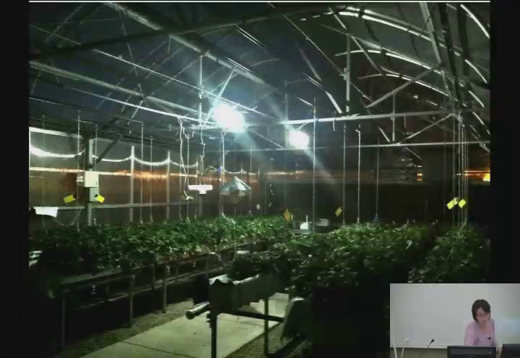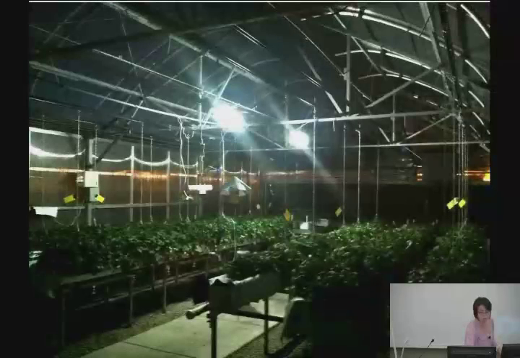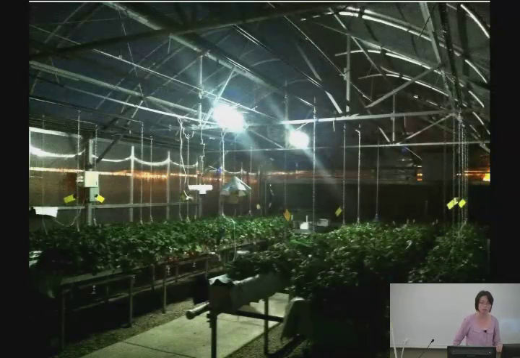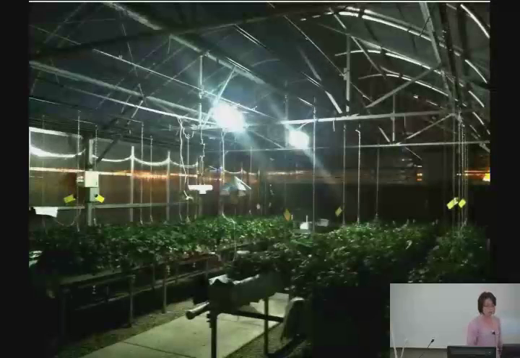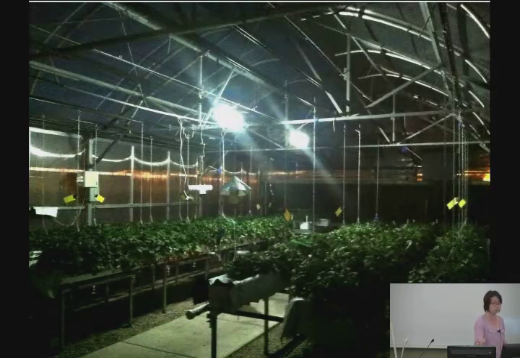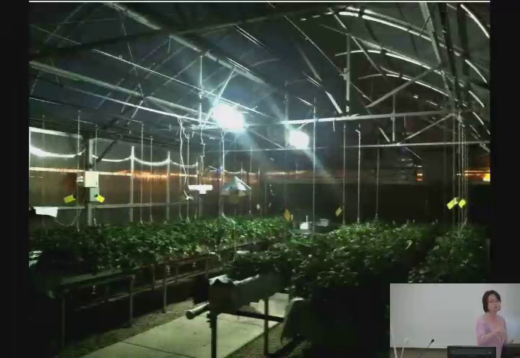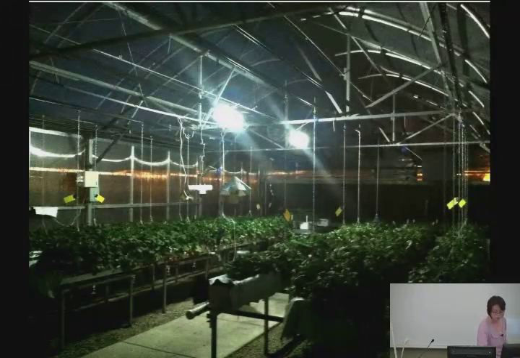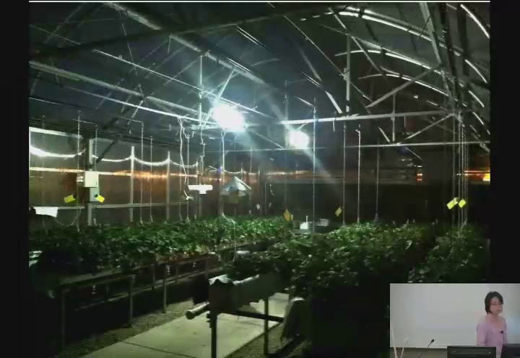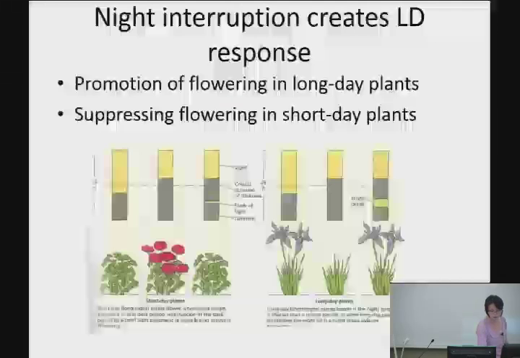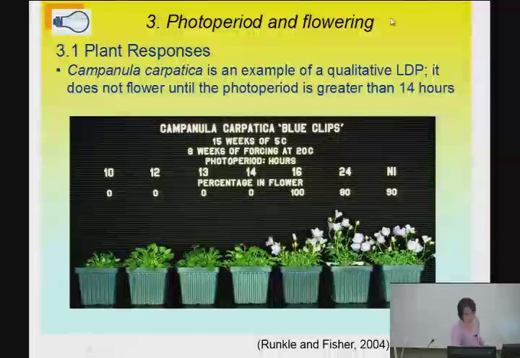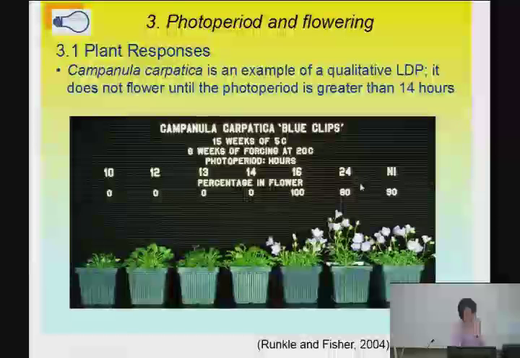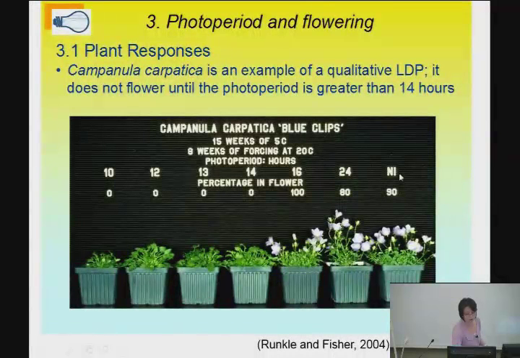This is my greenhouse strawberry. We have quantitative long day plants, and they like long days. To accelerate the photoperiodic response, we put the lights on. In our case, instead of night interruption, we are just adding photoperiod, so extension lighting. Again, target intensity is 2 to 3 micromoles in our case. This one is a Campanula example. You saw 10, 12, 13, 14, 16, 24, and then this is the night interruption.